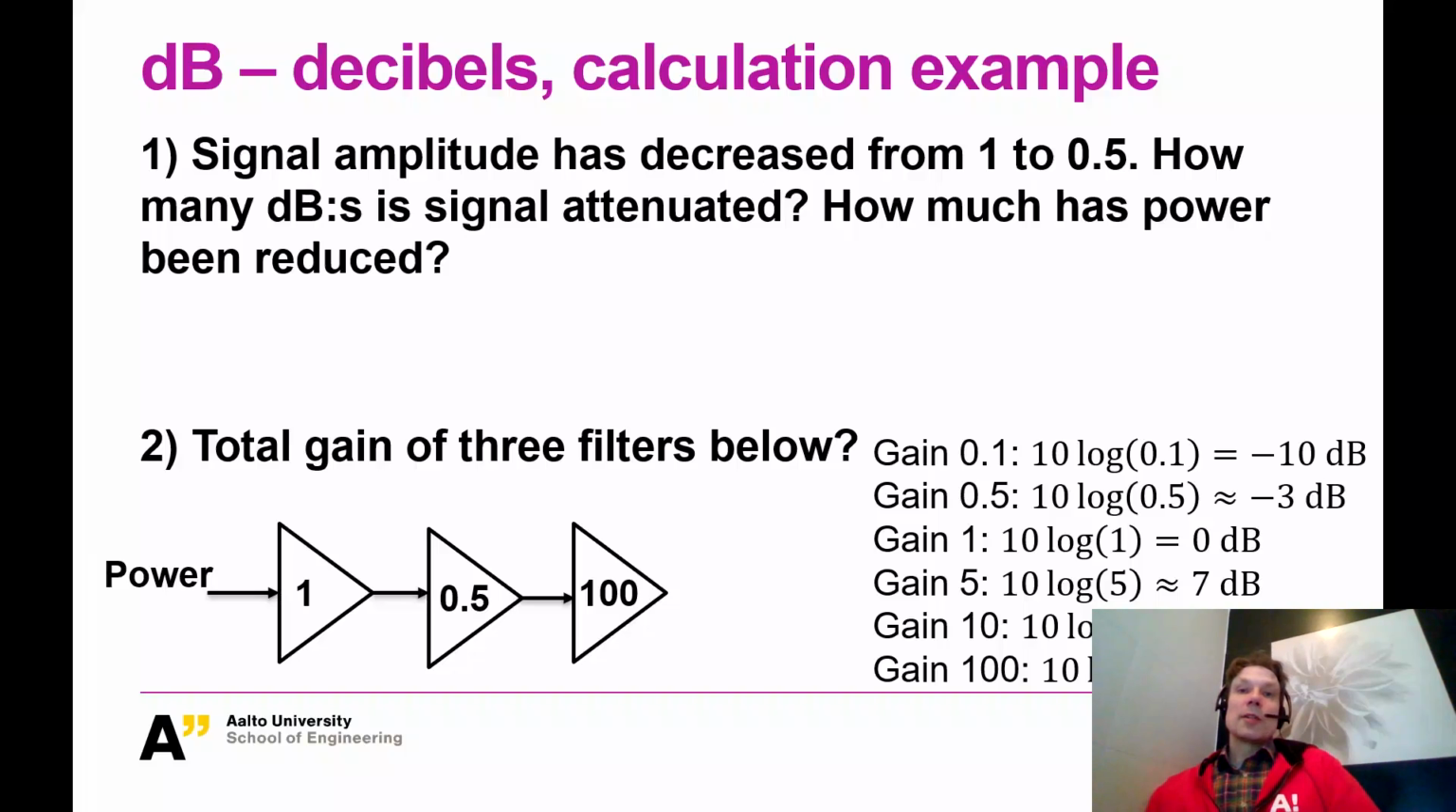So a couple of exercises. If your signal amplitude decreases from 1 to 0.5, how many decibels is the signal attenuated? How much has the power been reduced?